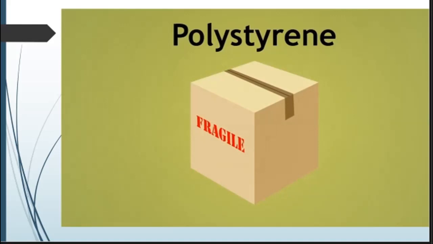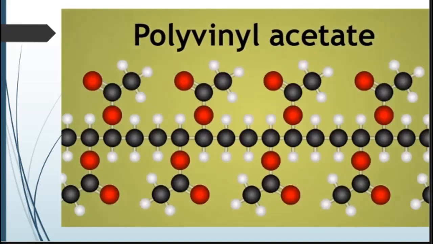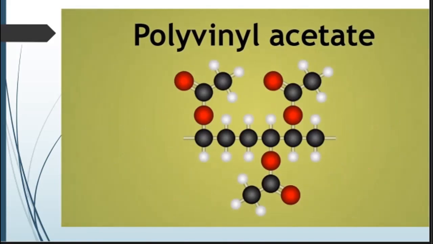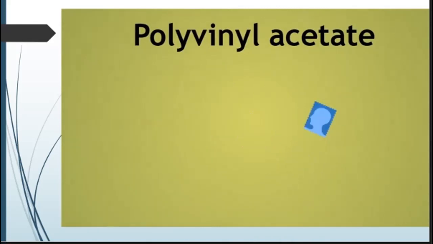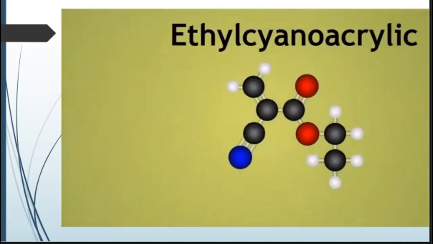Since our other videos discuss these synthetic polymers and their uses in great detail, we will focus on other useful synthetic polymers. Regular school glue, or PVA glue, is polyvinyl acetate, a synthetic polymer made from repeating units of vinyl acetate monomers. When you lick a stamp to stick it on an envelope, and when you lick the edges of the envelope to seal it, that sticky part is actually made of polyvinyl acetate.